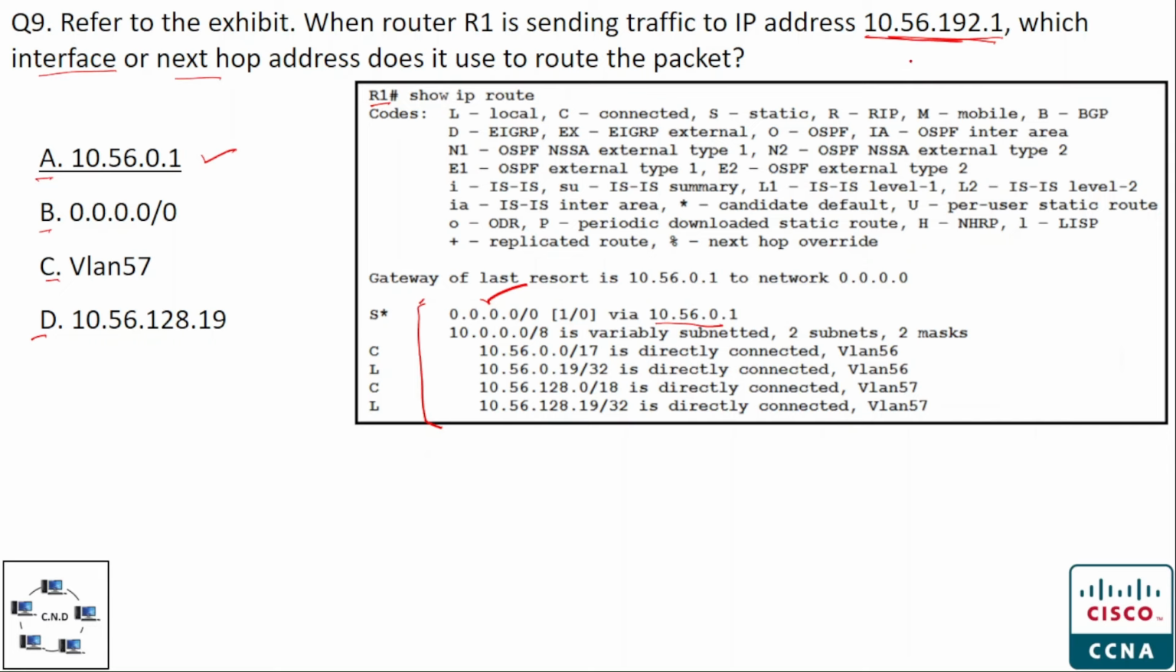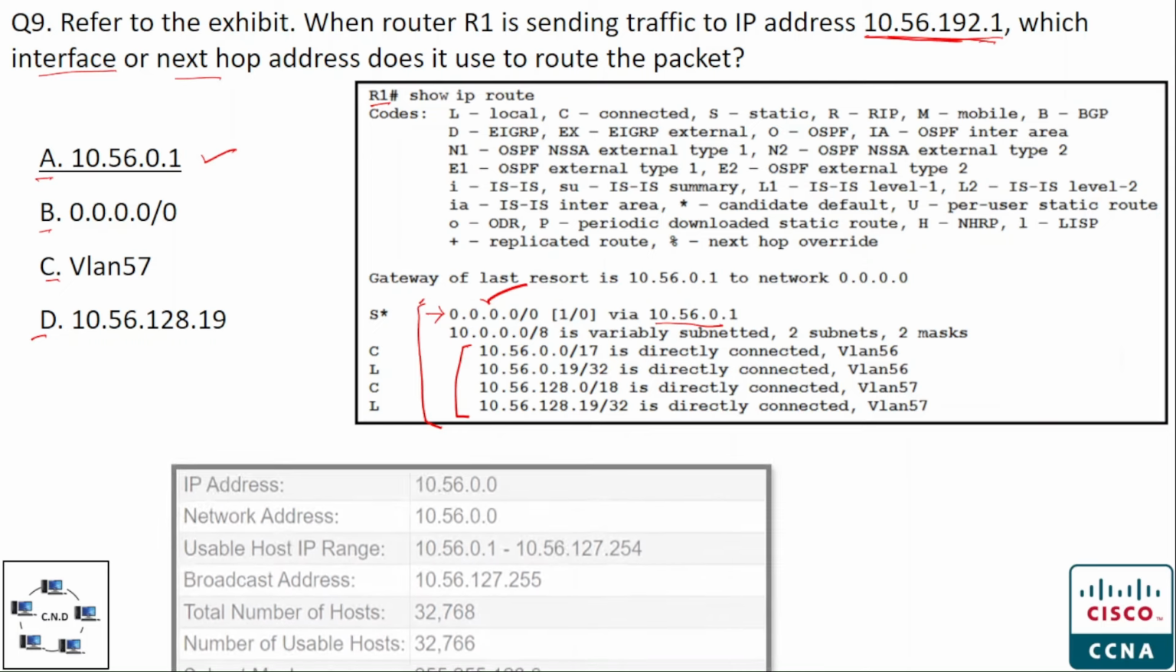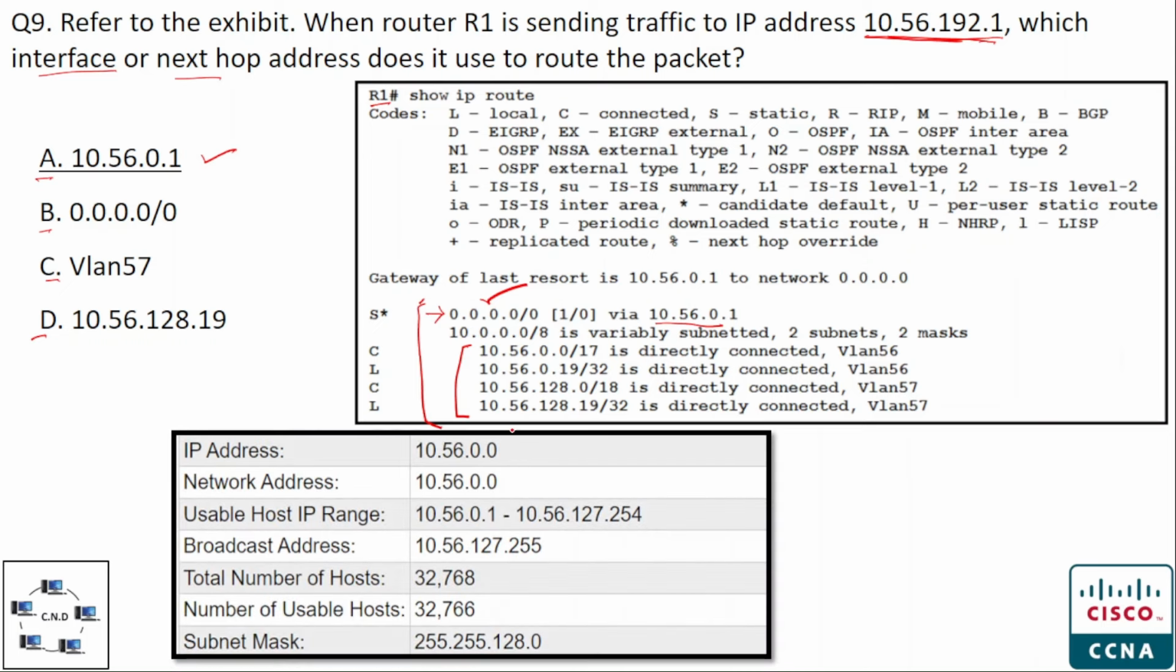So why is that? It is because 10.56.192.1 is not available in all these routes. These routes do not contain this destination address. Therefore, the router will resort to the default route. As you can see, I have analyzed the routes. So this is this one, this route. If you analyze this route, we have the range of 10.56.0.1 up to 127.254. So this does not contain the 192.1.